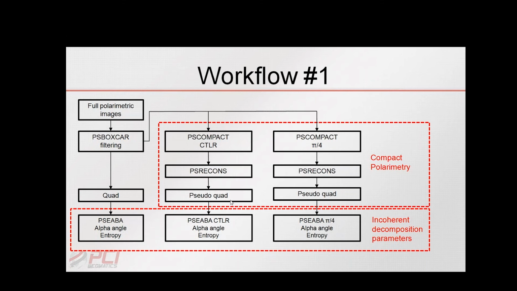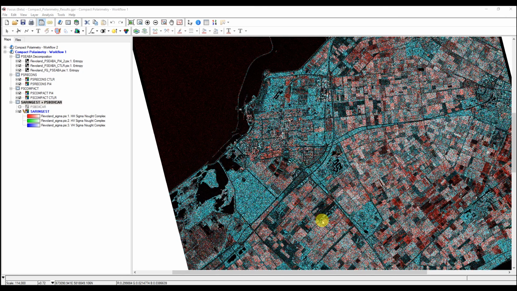Then using the pseudo-quad image from PS Recons, I used the CEBA PPF to generate decomposition parameters, notably alpha angle and entropy, for each of CTLR and the pi/4 mode. In the demonstration, I'd go through each of these steps. At the PS compact step, you have the option of choosing either CTLR, DCP, or the pi/4 mode. I've run the PPF twice, once with CTLR and the second with pi/4. We're going to use those two images to compare the results between each other and to the full quad image. So here I have the results of workflow 1 already laid out.